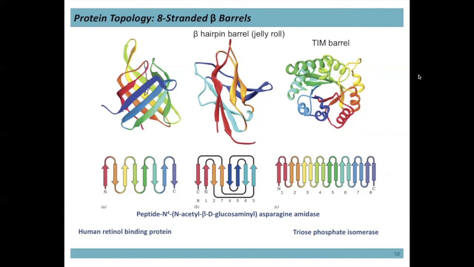Then you've got this beta hairpin barrel, and this one's kind of like you rolled up a beta barrel. So if you looked at it on the end, it would look like a spiral coming out, whereas the one on the left, if we looked at it on the end, would be a circle. And this one would kind of have a spiral like a jelly roll or a cinnamon roll or a Swiss roll. So this is what's referred to as the jelly roll motif. And then you have this TIM barrel that has some beta sheets, but also some alpha helices around there. So these are just some of the categories or topologies that you get for tertiary structures.